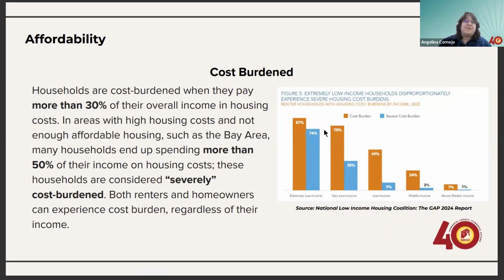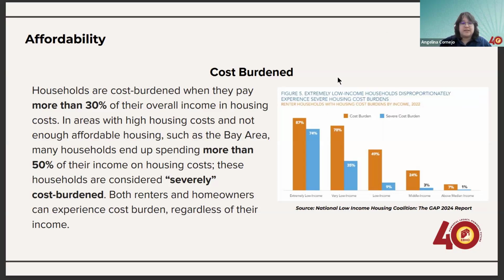So on the flip side of that, what does it mean if you're living in a place that is not considered affordable, or 30%? Then your household is considered cost burdened when you're paying more than the 30%. And especially in places like here in the East Bay, many households are paying even more than the 30%, or more than 50%. That is what we consider severely cost burdened. And again, homeowners and people who live in rental apartments can experience cost burden.